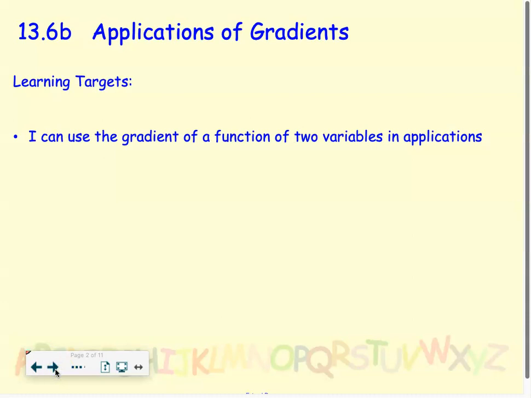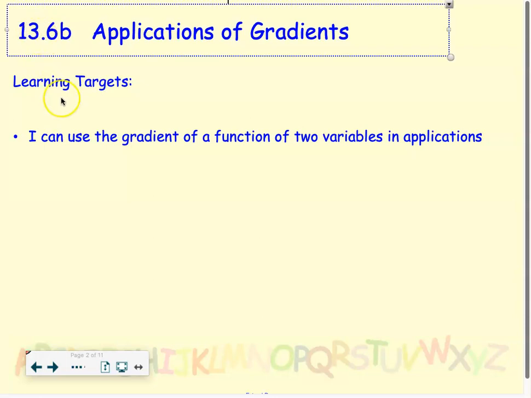Whoops. Oh, I thought I had fixed all of these, and I didn't. I missed this one. We are not on 13.6b. We are on 14.6b.